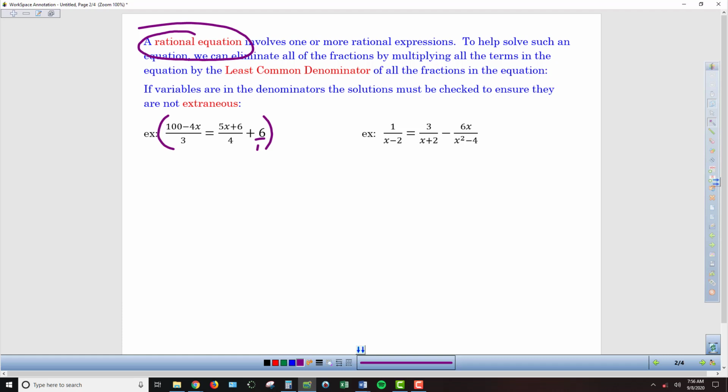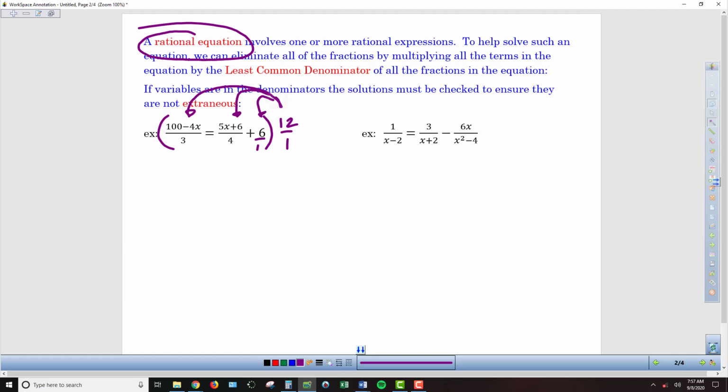I see 3, 4, and 1 as my denominators. So my common denominator of all that is going to be 12. Now I'm just going to take 12 and multiply it times everything, and that includes the 6 I see in the problem. Because what I'm going to see happen is my denominators are all going to cross cancel away, and I'm going to be left with simpler numbers to work with. So instead of finding a common denominator, making all of these fractions have that same denominator, I'm just going to use that common denominator to get rid of all of my fractions.